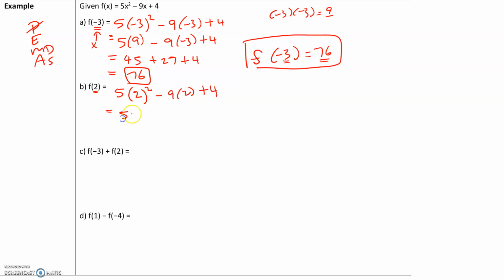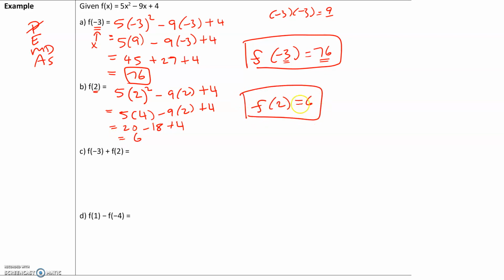2 squared is 4, so 5 times 4 minus 9 times 2 plus 4. 5 times 4 is 20. 9 times 2 is 18. 20 minus 18 is 2. 2 plus 4 is 6. So f of 2 equals 6. In other words, when the input is 2, the output is 6.